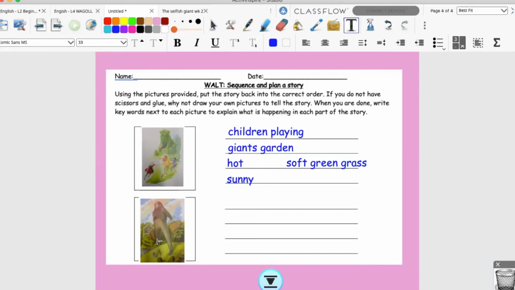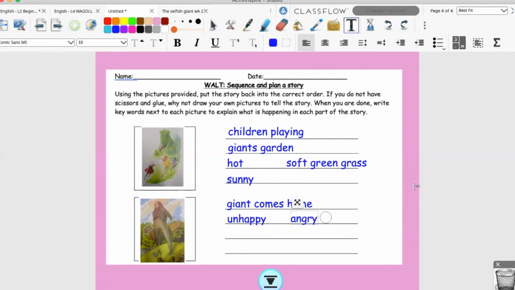So I'm going to go on to my next picture. And what can we see here? Oh, it's the giant. And the giant is coming back home. So I'm going to write giant comes home. And how was the giant feeling, everyone? That's it. He was not very happy. So I'm going to write a word using my prefix un. So I'm going to do unhappy. That means the opposite of happy. That means he wasn't happy at all. Okay. You might even say that he was angry.